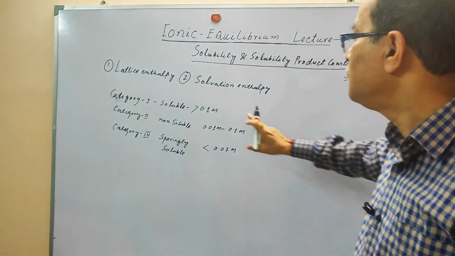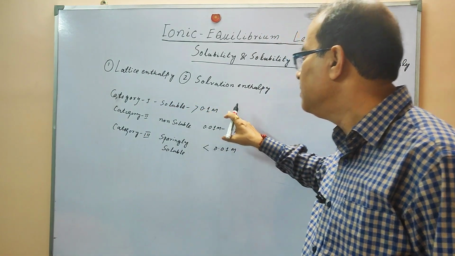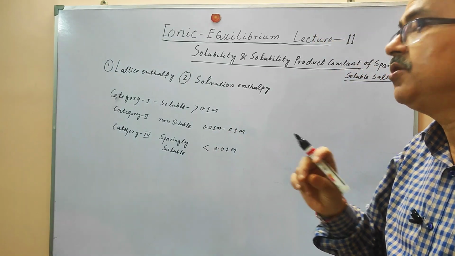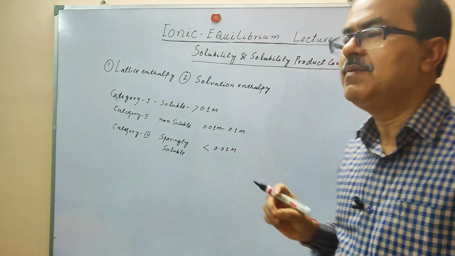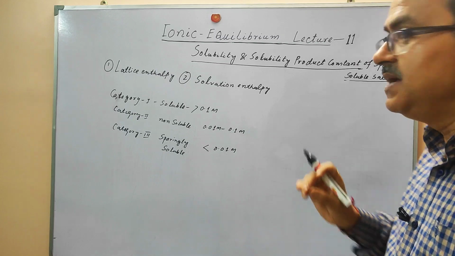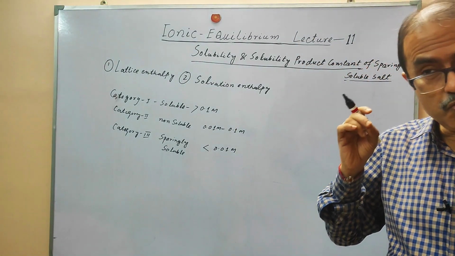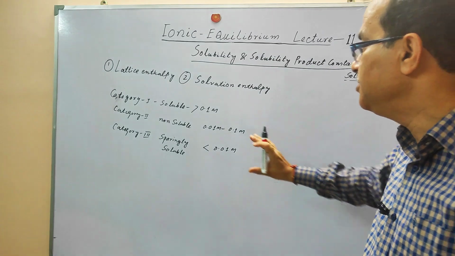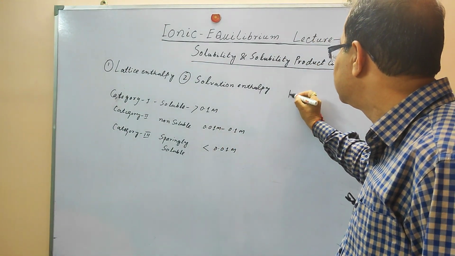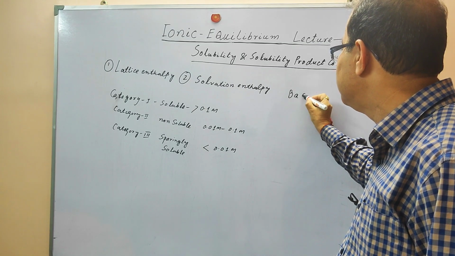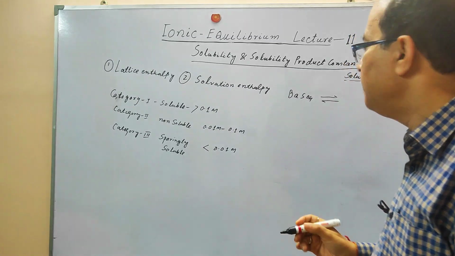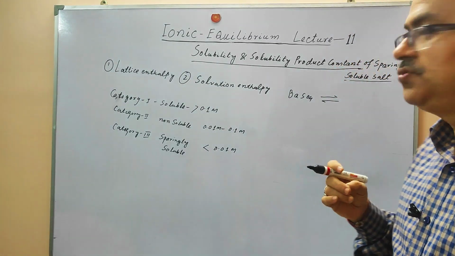That is, first, greater than 0.1 mole; second, 0.01 mole to 0.1 mole; and last, less than 0.01 mole, a very small solubility, and these are called sparingly soluble salts. In this lecture we will discuss the solubility and solubility product of these sparingly soluble salts, and for that let us take the example of the sparingly soluble salt BaSO4, which is in equilibrium with its saturated solution.